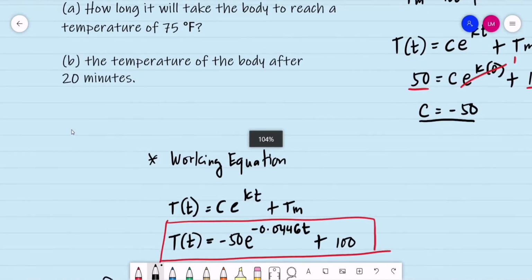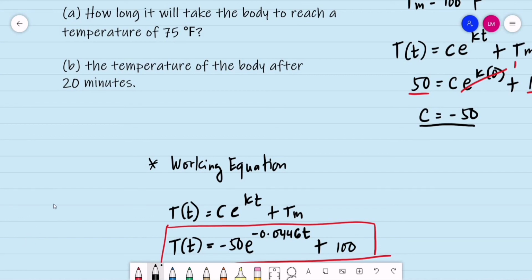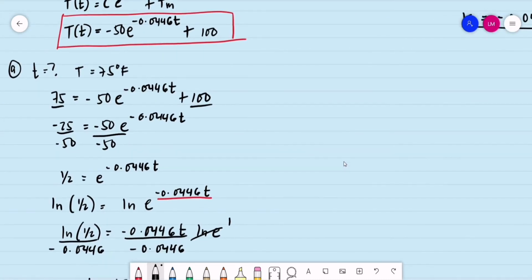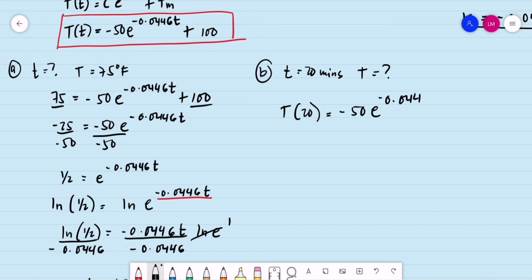Then we proceed to letter B: the temperature of the body after 20 minutes. The given time is 20 minutes, and this time we are looking for the temperature. So we substitute that into our working equation: negative 50 e raised to negative 0.0446 times 20 minutes, plus 100 degrees Fahrenheit. This will be the temperature after 20 minutes.